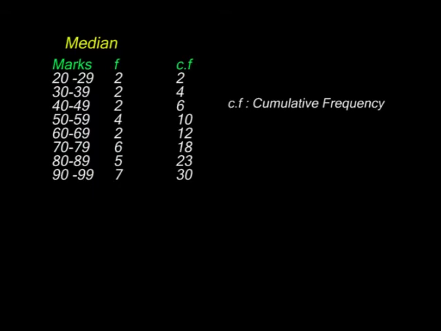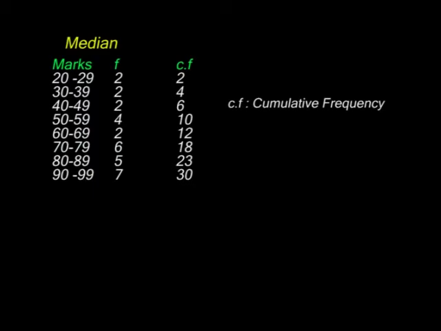For example, in this table on your screen, the cumulative frequency for the first class is 2. To get the cumulative frequency for the second class, we add 2 plus 2, we get 4. For the third one, we add 4 plus 2, we get 6. Fourth one, we add 6 plus 4, we get 10. All the way up to the last one, we have 30. So you realize the cumulative frequency for the last class must be equal to the total number of frequencies. The cumulative frequency for each class shows the total frequency up to that class.